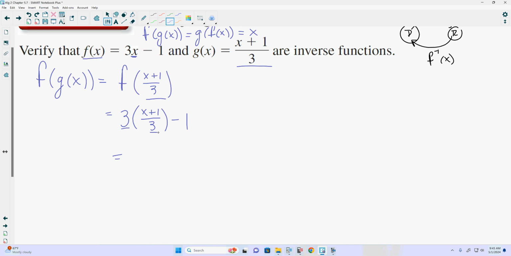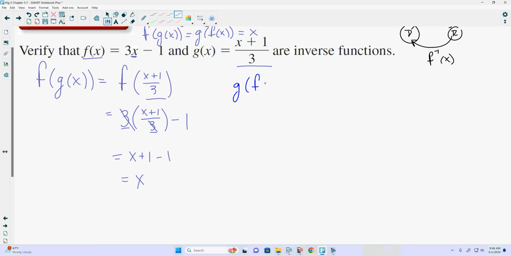Because if we look at this here, there is a decent bit, but this 3 and this 3 will cancel because we're doing 3 times 1/3. 3 over 3 simplifies, leaving us with x plus 1 minus, our 1 minus 1 is 0, leaving us with x. So f of g of x is x. If we get anything, I mean anything other than just x, it could be 6x, it could be 7x, they're not inverses, and we're done. Both have to equal just x. Does that make sense? Let's look at the other side.